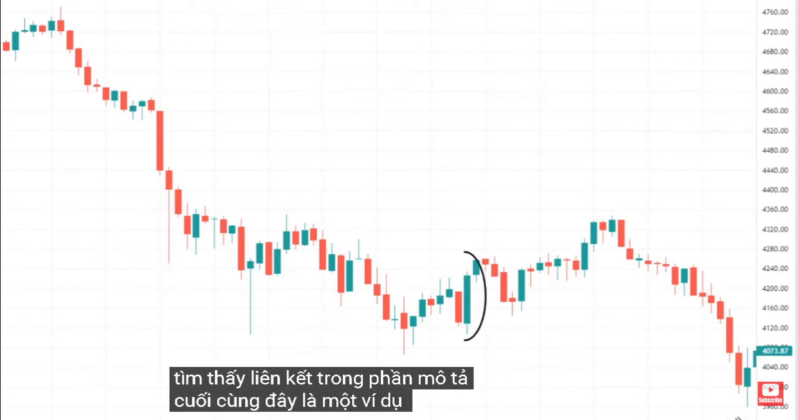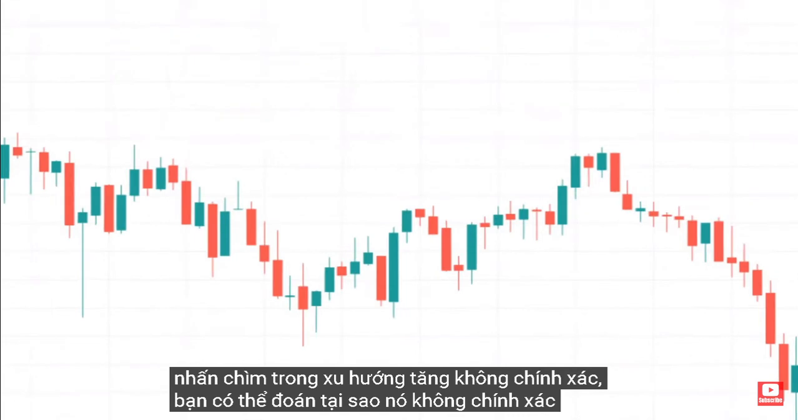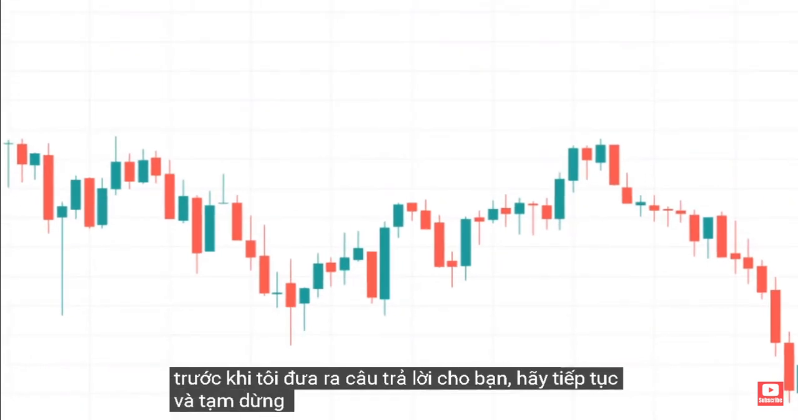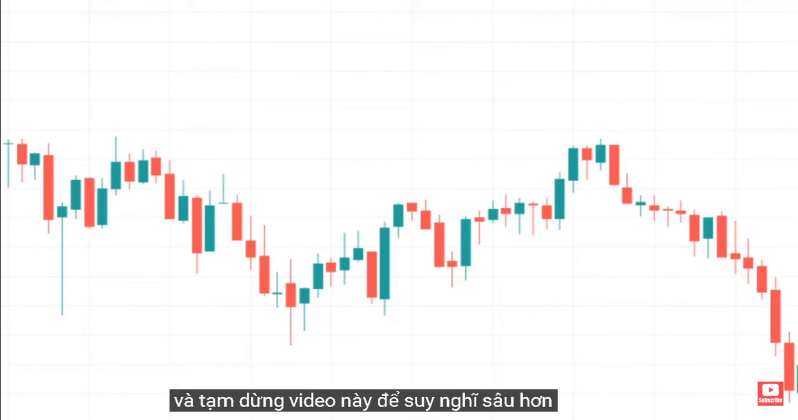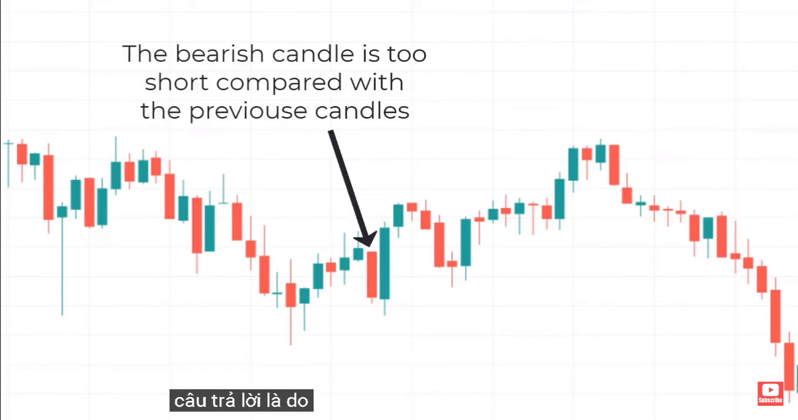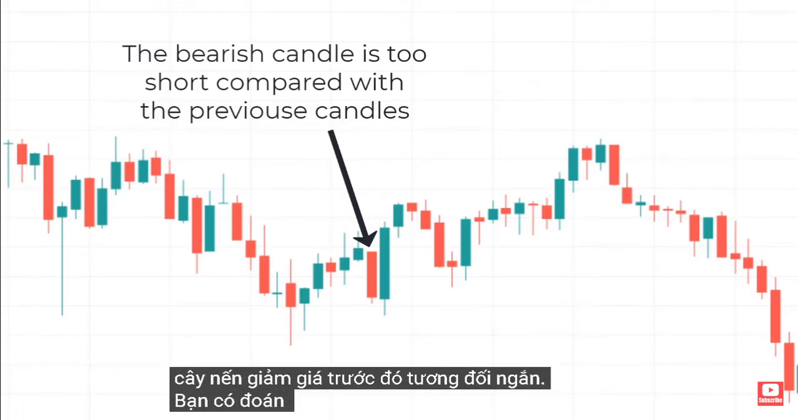Finally, here is an example of an incorrect bullish engulfing. Can you guess why it's incorrect? Before I give you the answer, go ahead and pause this video to give it a deeper thought. The answer is, it's because the previous bearish candle is relatively too short. Did you guess it right?